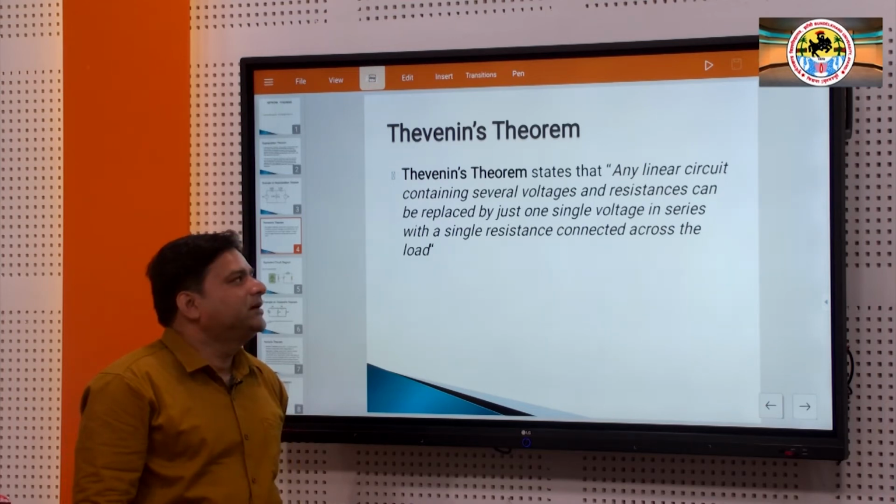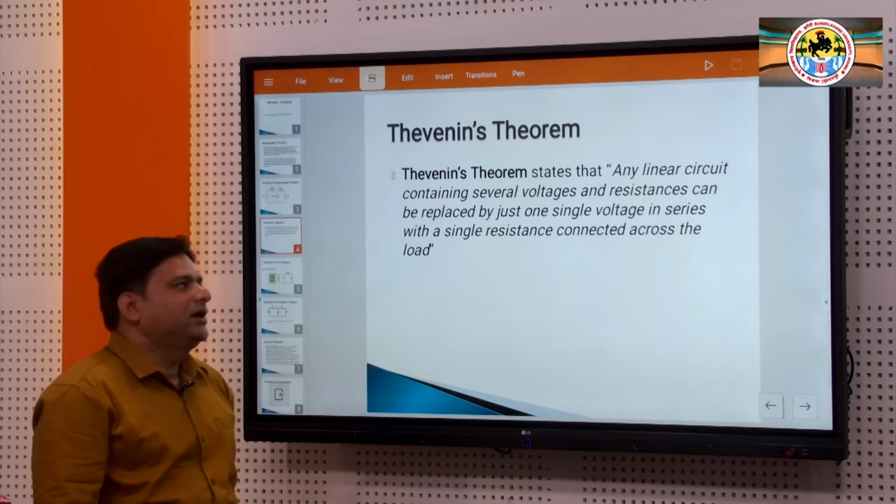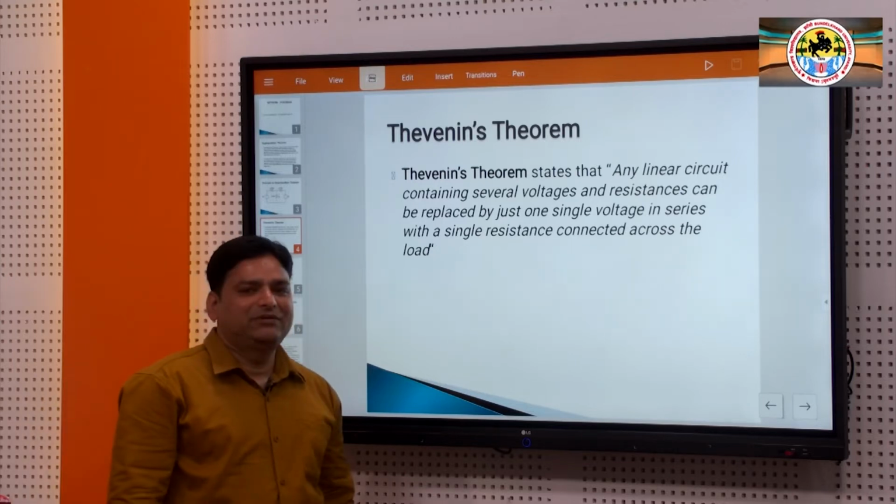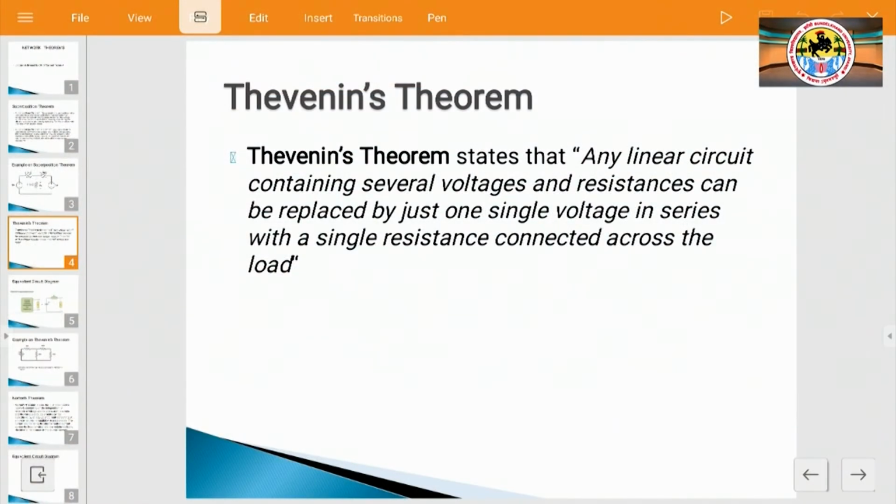Now, today's topic is Thevenin's theorem. Actually, this theorem is used for simplifying the circuit and to calculate the current and voltage in a particular branch. So, if we have a complicated circuit, then it can be simplified to a voltage source in series with a resistance using Thevenin's theorem, and we can calculate the current in that particular branch by using only one source and one resistance. So, let us start the theorem.